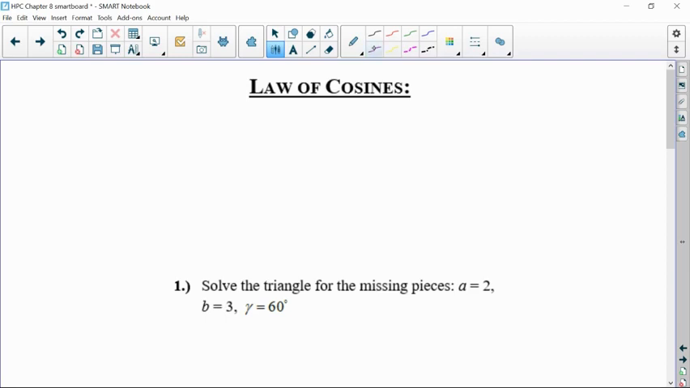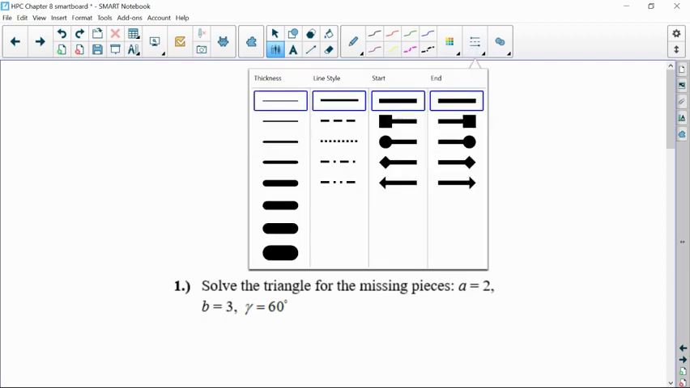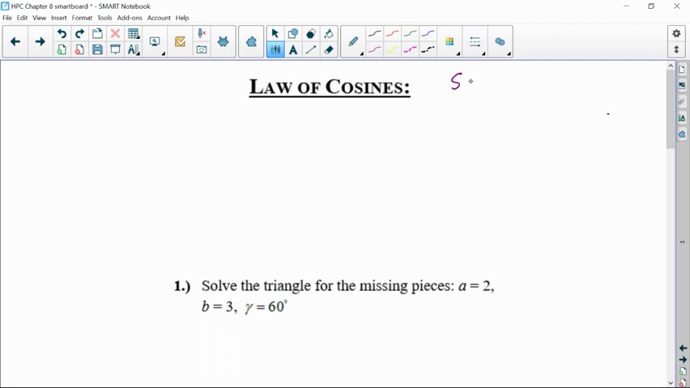Law of cosines works if you know all 3 sides, or if you know 2 sides and the included angle. In these 2 situations, law of sines does not work. You can't set up a ratio. There are too many unknowns. Let's see why not.